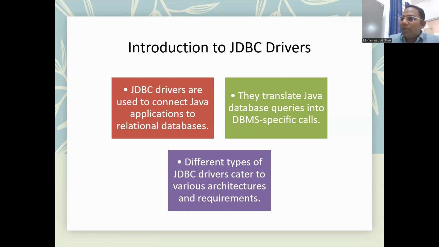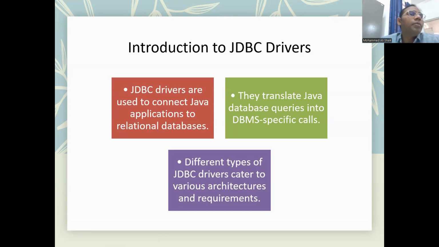A relational database is the one that has keys like primary keys, foreign keys, or there may be a relation, that is, a table may have one-to-one, one-to-many, or many-to-many relations. So these things you might have studied or are studying in DBMS subjects. They translate Java database queries into DBMS specific calls. So different types of JDBC drivers cater to various architectures and requirements.